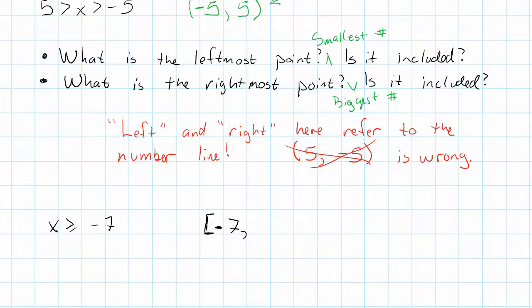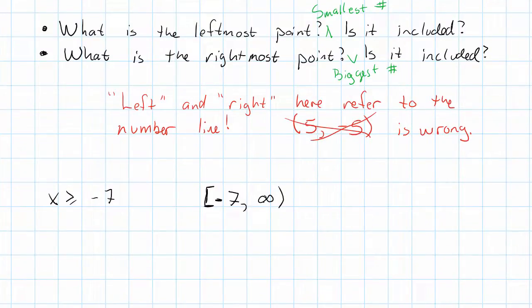What's the biggest number that's greater than or equal to -7? Oh, well, there really isn't any, right? Any number you pick, the next bigger number is also bigger than -7. So there's no rightmost point. We indicate that by writing positive infinity, round bracket.